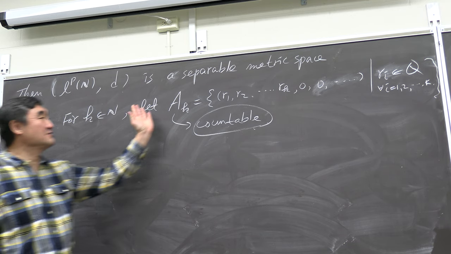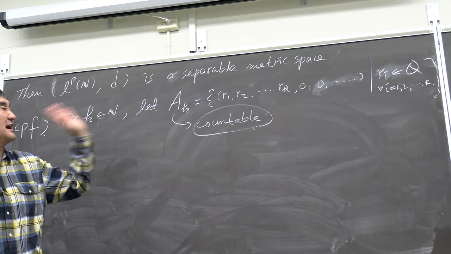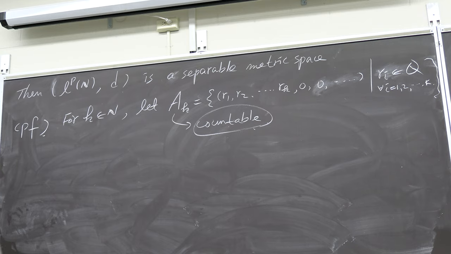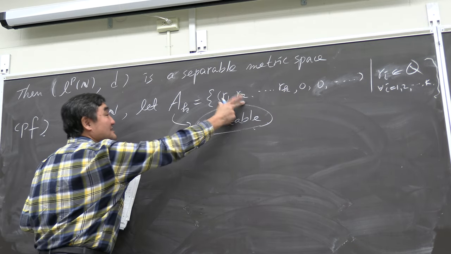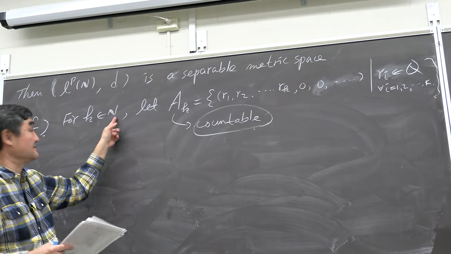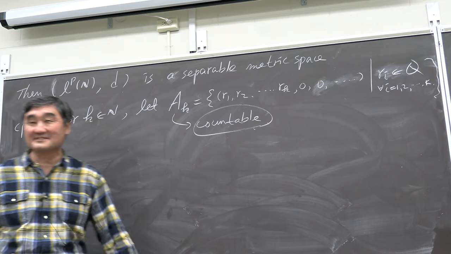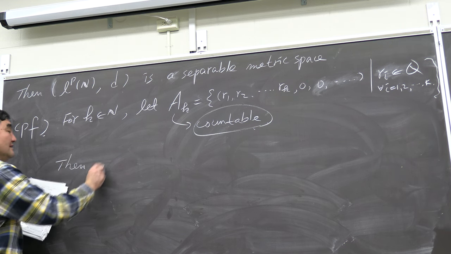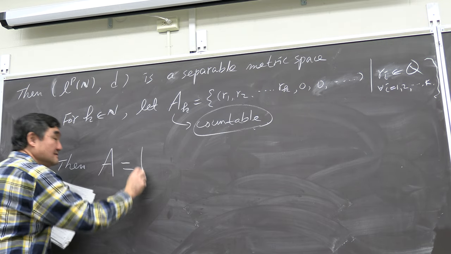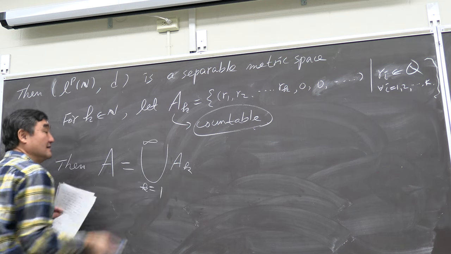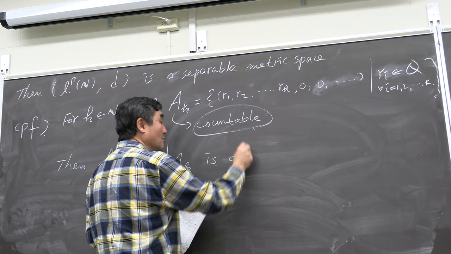Then how about all of their unions? A countable union of countable sets is still countable, right? So we have countably many countable subsets. Each A sub k is countable and we have countably many A sub k's, so if we take all their unions, that is still countable, as you might have studied in set theory. Then capital A, which is the union of all A sub k's, where k is from 1 to infinity, is also countable.